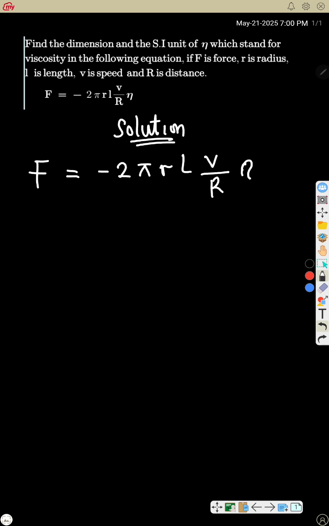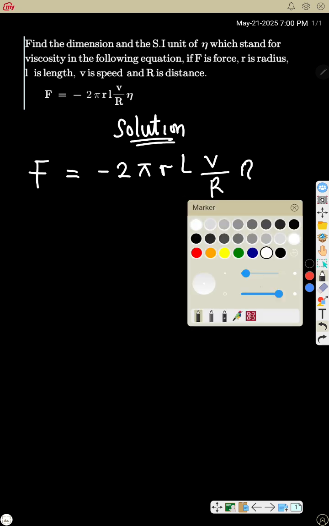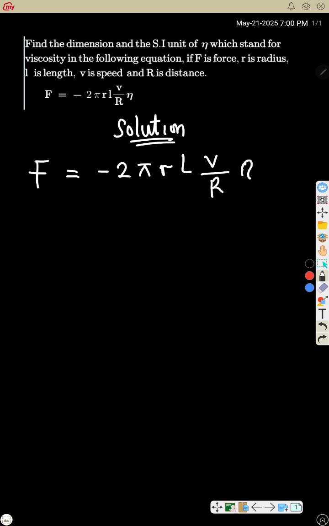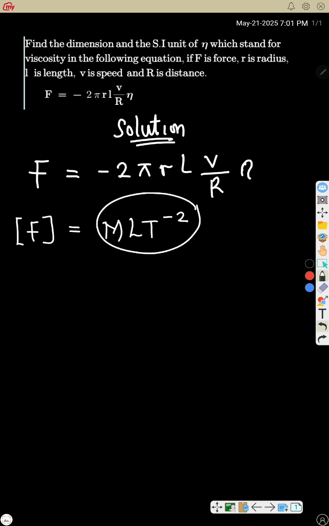Now, to find the dimension here, we are going to do the dimensions one by one. So first, what is the dimension of force? You can watch my video on dimension to refresh the dimension of each quantity. So the dimension of force is M L T raised to power minus 2. So this is the dimension of F, that's force.